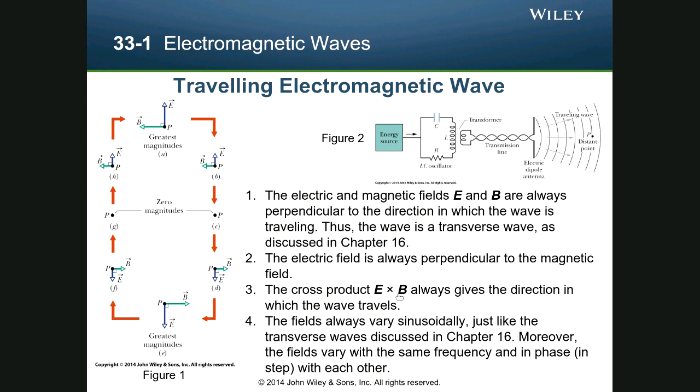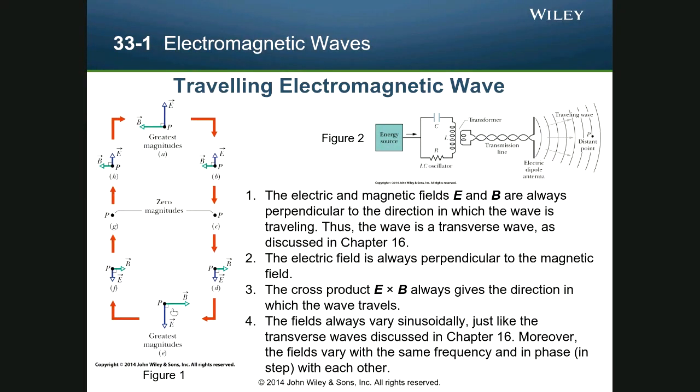And the fields always vary sinusoidally, just like the transverse waves that we discussed in chapter 16. Moreover, the fields vary with the same frequency and in phase. That means that you'll notice that they peak together, right? So B and E both peak at the same time. They both minimize and cross zero at the same time. And then they peak again at the same time here down in part E of the figure.